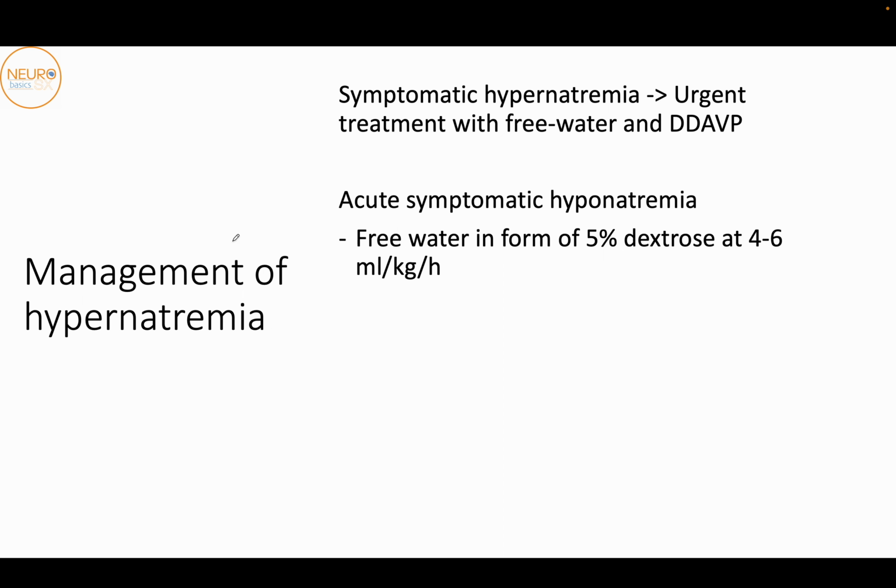So hypernatremia, just like hyponatremia, could be symptomatic or asymptomatic. A patient with symptomatic hypernatremia should be treated urgently with free water, right? So if a patient is acutely symptomatic, most likely they're going to be in altered sensorium, so you cannot give them oral free water. So you're going to have to give them free water in the form of 5% dextrose, which can be given at the rate of 4 to 6 ml per kg per hour.